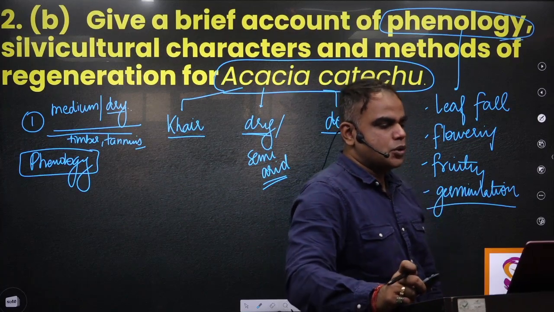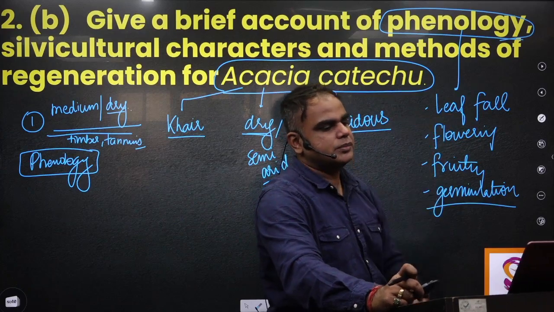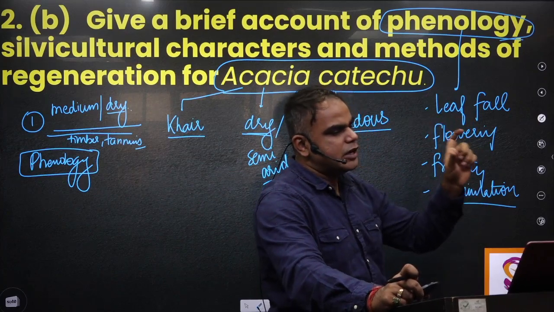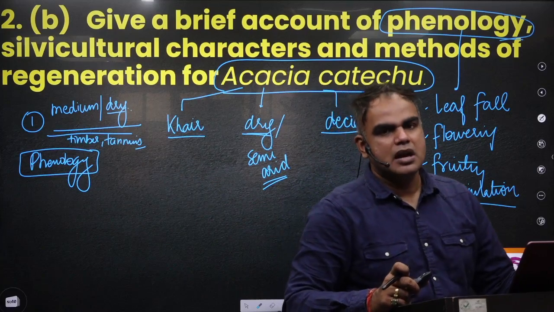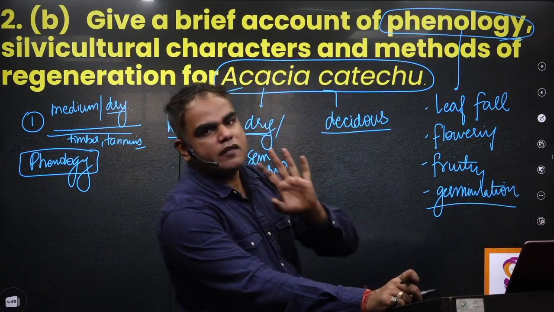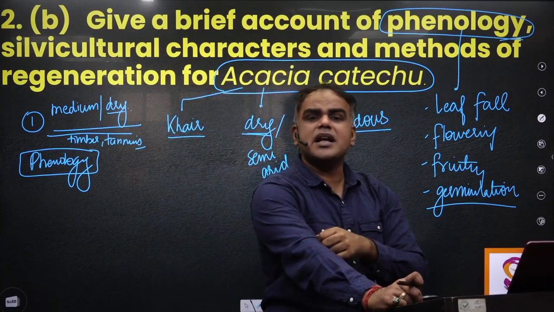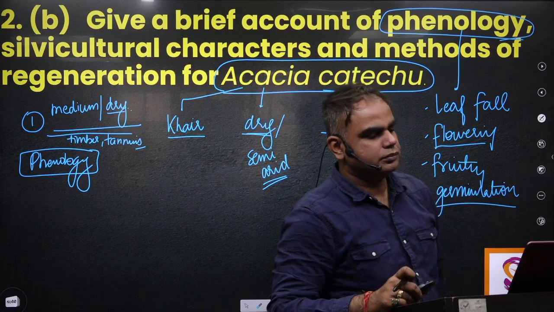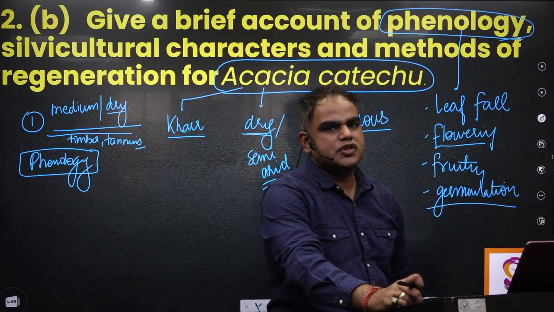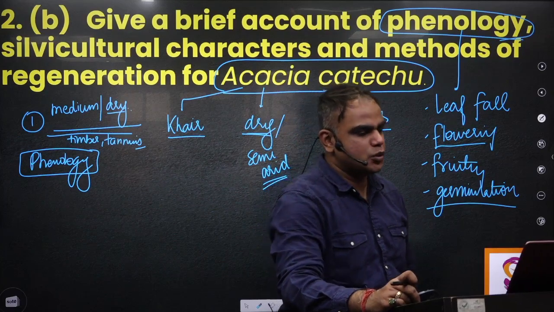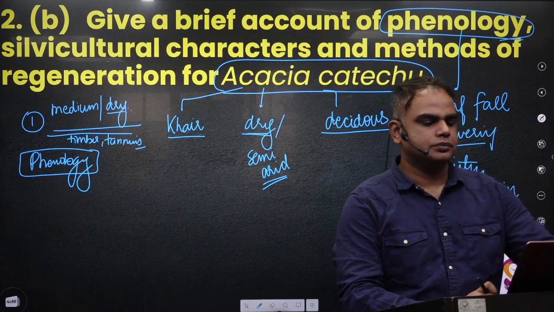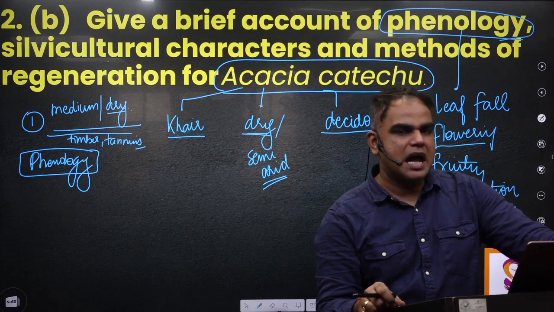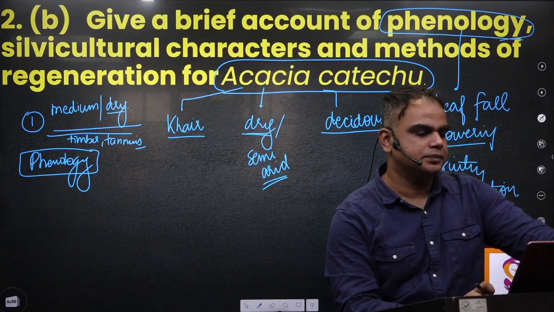Okay, so you can write down, leaf fall: the tree sheds its leaf during the dry season, February to March. February to March, the leaf fall will happen. Okay, this is the dry season. Flowering, when does this happen? Just after this, the flowering begins to happen. So you can write, the flowering happens from February to April.